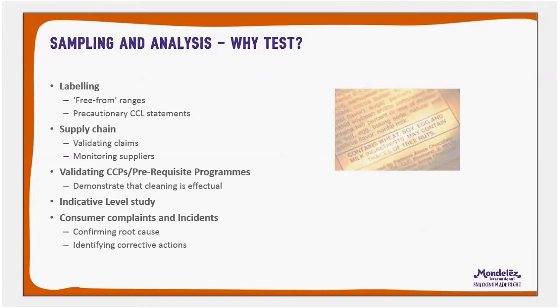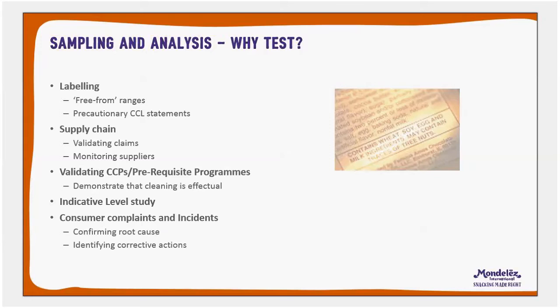So when we think about why you might need to test, well, clearly if you're making a positive free from claim, then almost certainly testing is going to form a part of that. Or if you're looking at maybe precautionary cross-contact label statements. In terms of your supply chain, you may be trying to validate or monitor suppliers to understand if they think they have a risk of allergen coming in unintentionally, whether they really have.